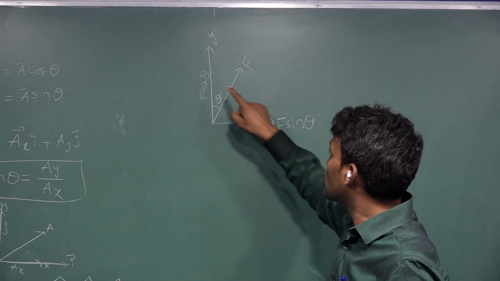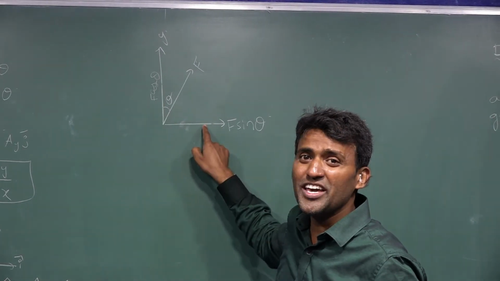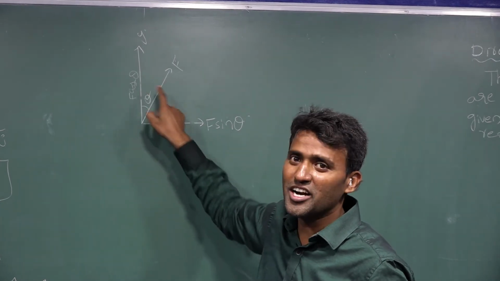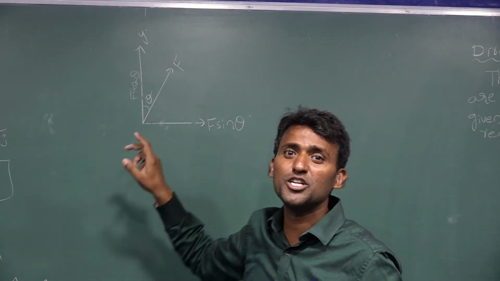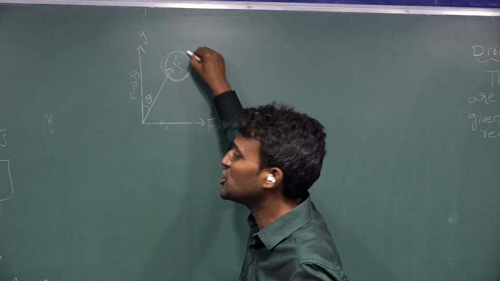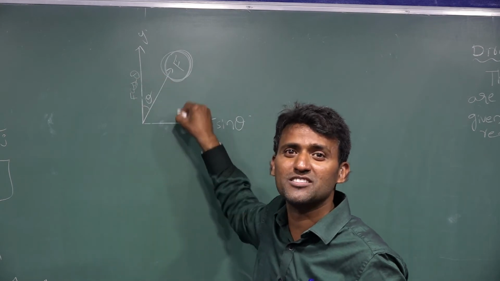Always these two components, horizontal component and vertical component, should be perpendicular to each other. The resultant should be within the two components.